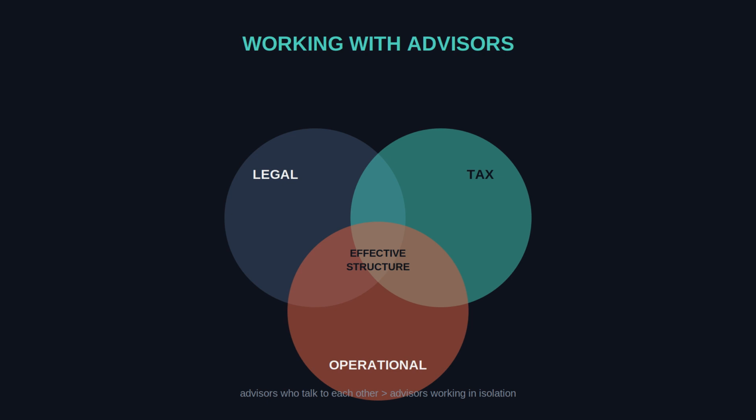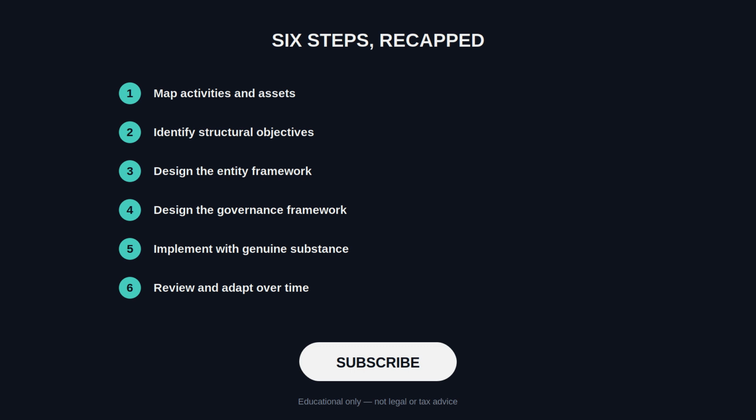a tax advisor, and an accountant each working in isolation, producing a structure that looks right on paper but doesn't function as intended. Structuring well isn't about complexity for its own sake, it's about mapping what you have, deciding what you actually want, designing entities and governance to match, implementing with real substance, and revisiting it as things change.